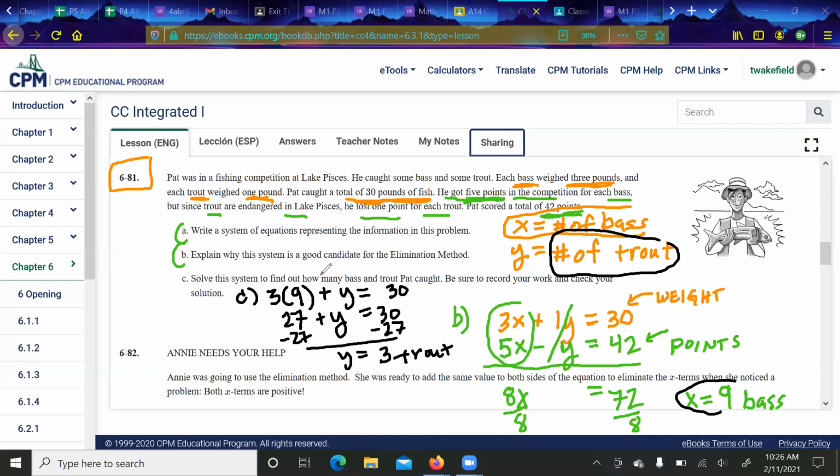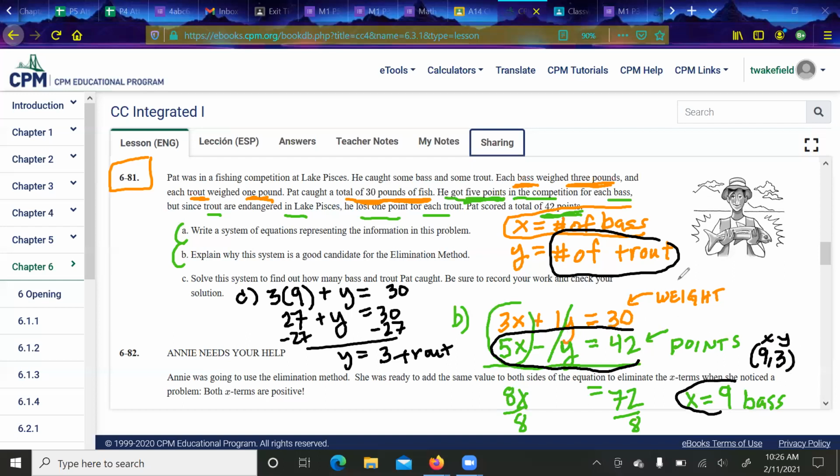So we should write this in a sentence, right? Ideally, I would write this as a sentence that Pat caught 9 bass and 3 trout. Okay. It says be sure to check your solution. Let's just check one of them. We can check both of them. Let's say I plug it in here. Okay, so my solution is 9, 3. So this is my x, this is my y.